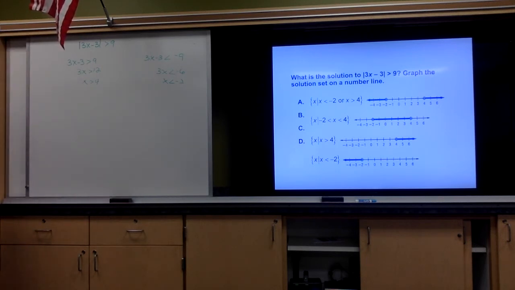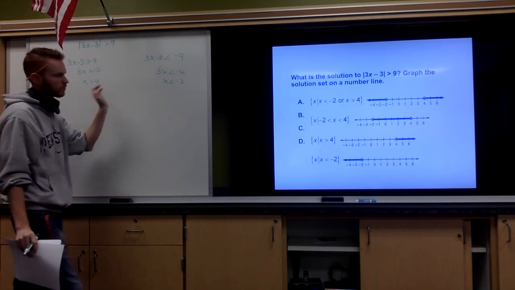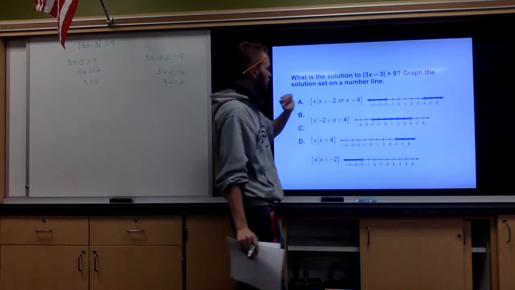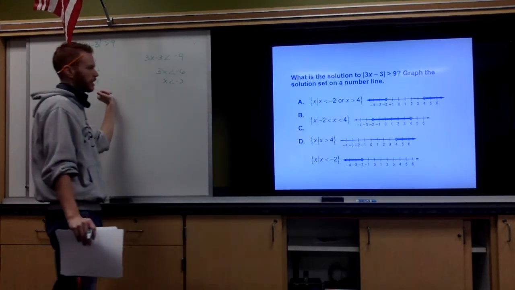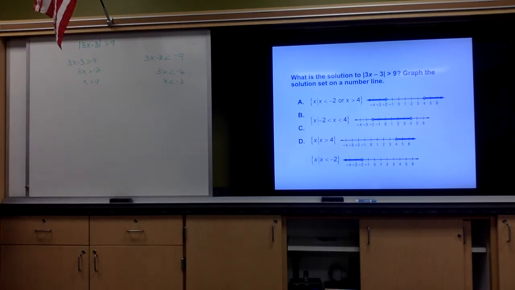And I think, if we look at our options, it's going to be what? A? For this guy, right? Here's the set builder, here's the number line, and that matches what I have here. Okay? Not bad.